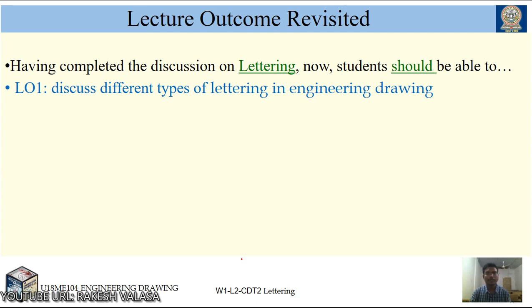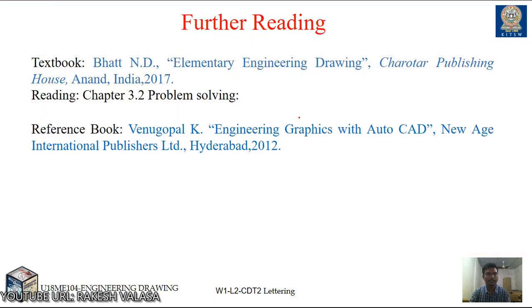Let us see the lecture outcome revisited. Having completed the discussion on lettering, now students should be able to discuss different types of lettering in engineering drawing, that is single stroke vertical letters. This is again classified into two types: single stroke vertical letters and single stroke inclined letters. Another one is Gothic letters. Already we have seen and learned different types of lettering in engineering drawing in previous slides.